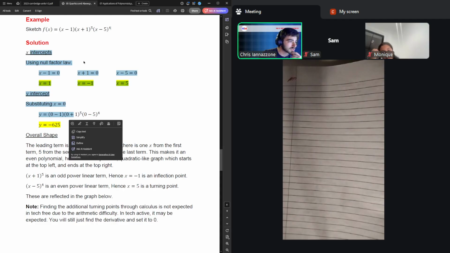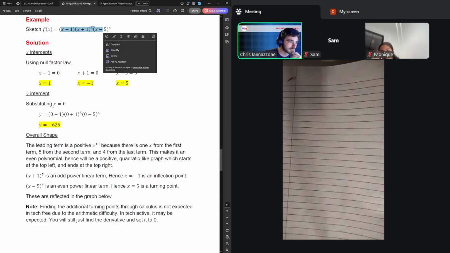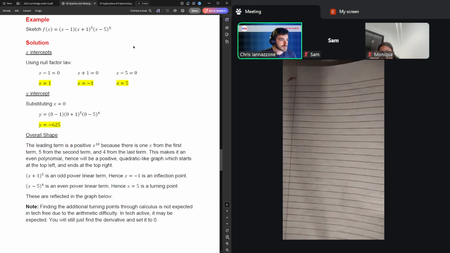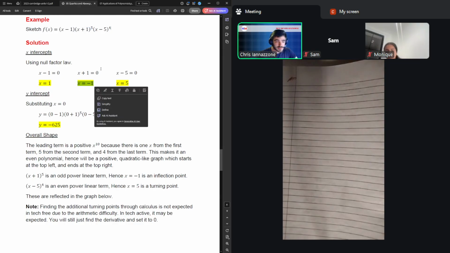So, as normal, when we're solving our polynomial graphs, find the x and y intercepts via null factor law and just subbing in x equals 0. That gets us all of our solutions. This was an odd power term, so its solution is therefore going to be an inflection point. This was an even one, it's going to be a turning point.